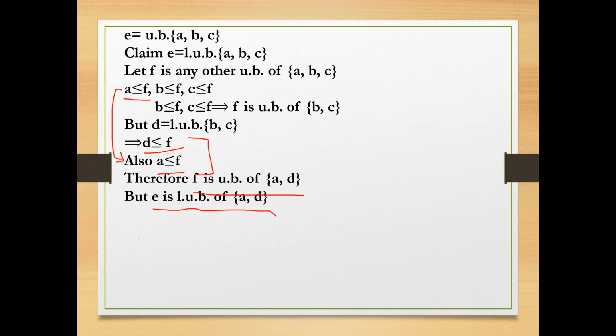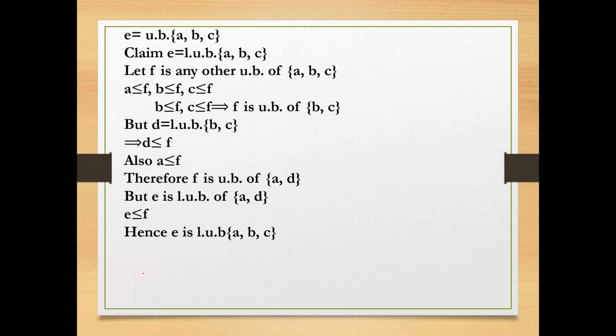So now again we are on the same stage. One element is the least upper bound and one element is an upper bound. So least upper bound is less than or equal to upper bound. So we have E is less than or equal to F. So what we desired, we have now proved. We have claimed that E is the least upper bound. So yes, E is an upper bound, F is an upper bound, but least is E. Therefore, E is the least upper bound of A, B, C.